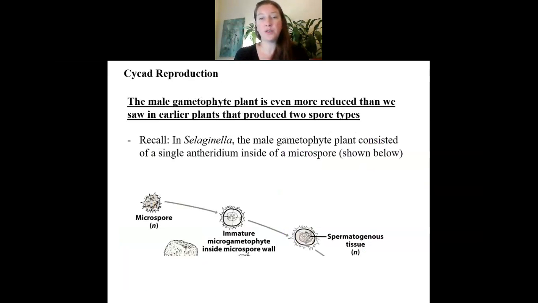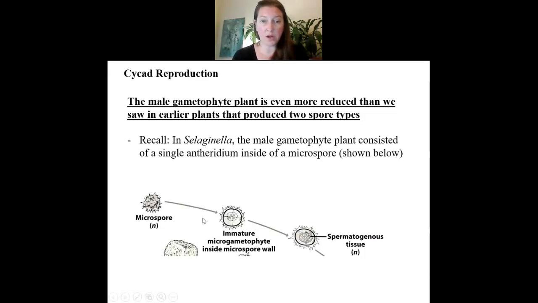So when we learned about Selaginella and the idea of a microspore and a megaspore, we learned that because the gametophyte plant has to stay inside of the spore, the male and female gametophyte have been reduced, right? Because they have to stay inside of the spore, and the spore is really, really small. In Selaginella, the male gametophyte plant had been reduced to a single antheridium, right? So it was only one organ. That's all that was left, because that's all that could fit inside of the microspore. One antheridium, and that's it.